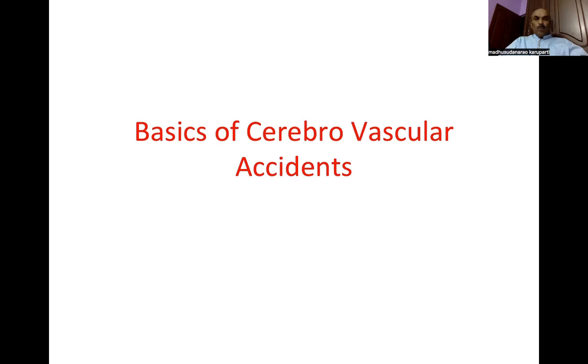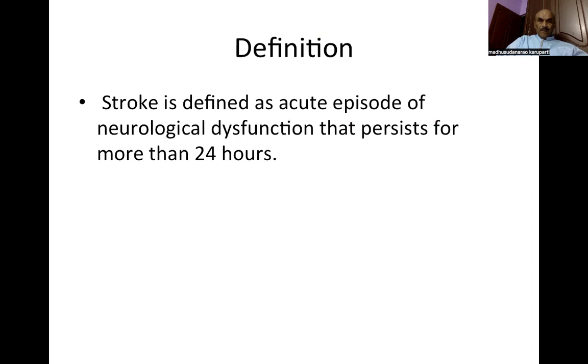Let us go briefly over this topic, cerebrovascular accidents. What are the types? What are the risk factors, etiology, and the clinical presentation? Okay, we're going to talk about these points related to this topic. Coming to the definition, stroke is defined as an acute episode of neurological dysfunction that persists for more than 24 hours.